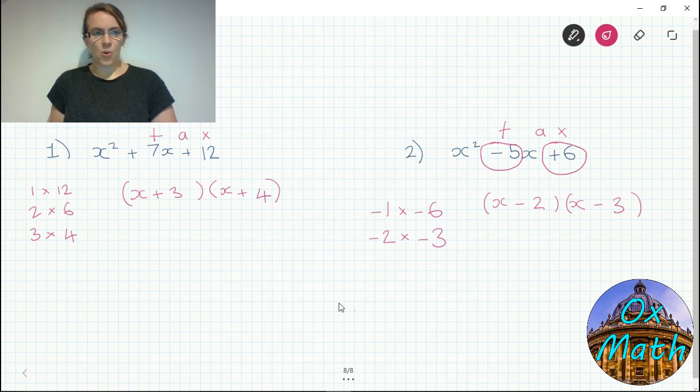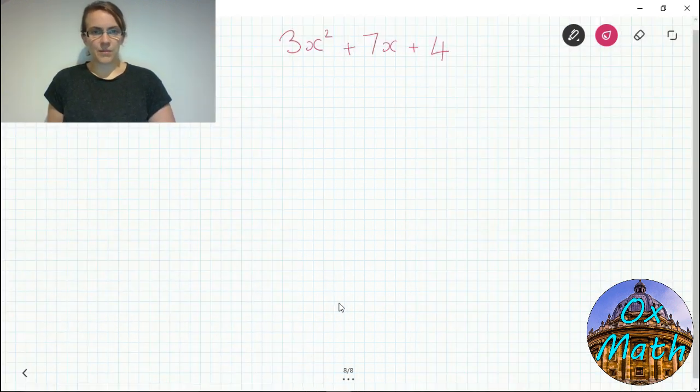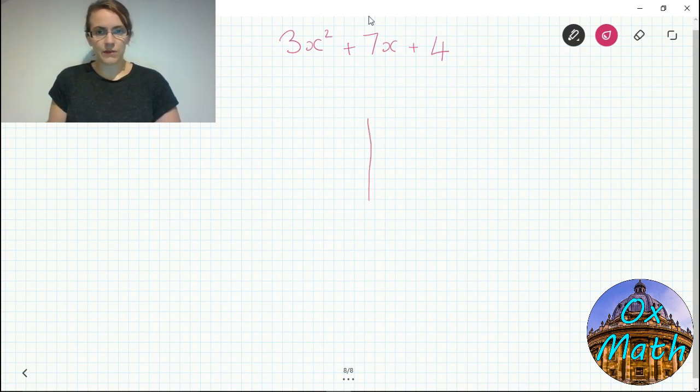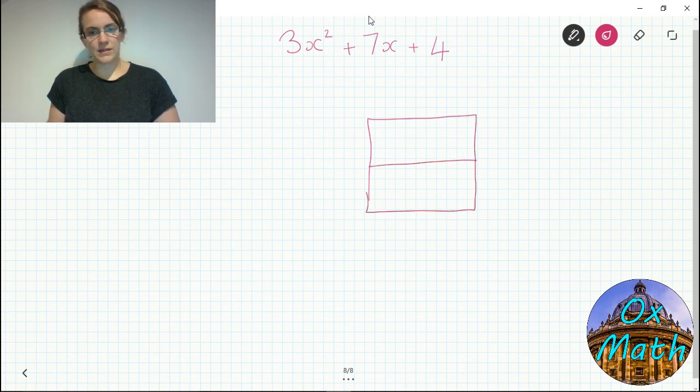So now let's see what happens if we have a number in front of the x squared. So this time we have 3x squared rather than just x squared. We can't use the simple add to give 7 and times to give 4, and if we use the grid method we will see why. So we start as we did before with the grid method. We know that the 3x squared goes in the top left and the 4 in the bottom right, and then the other two terms must add together to give us our 7x.